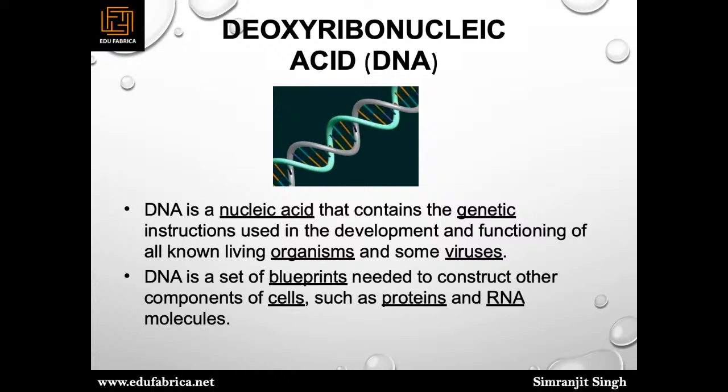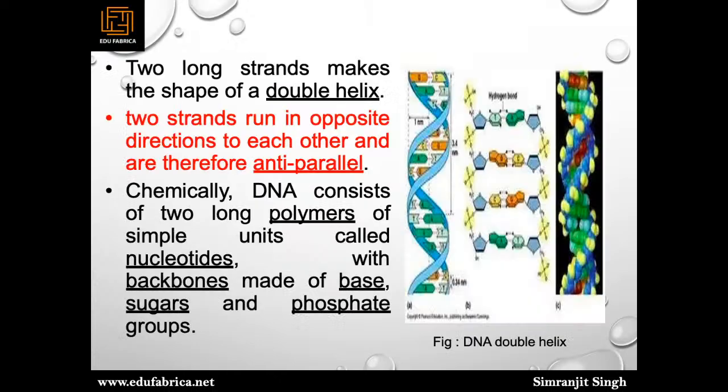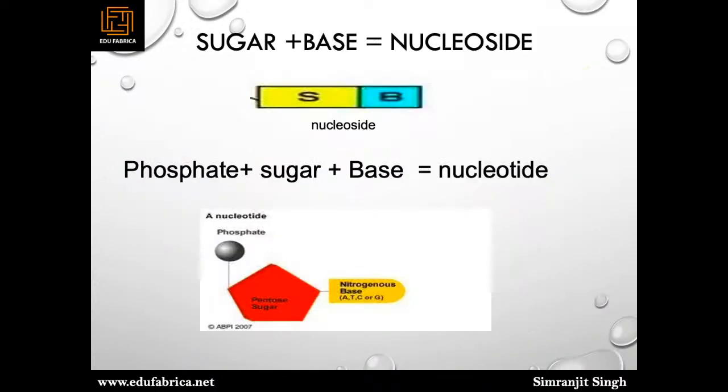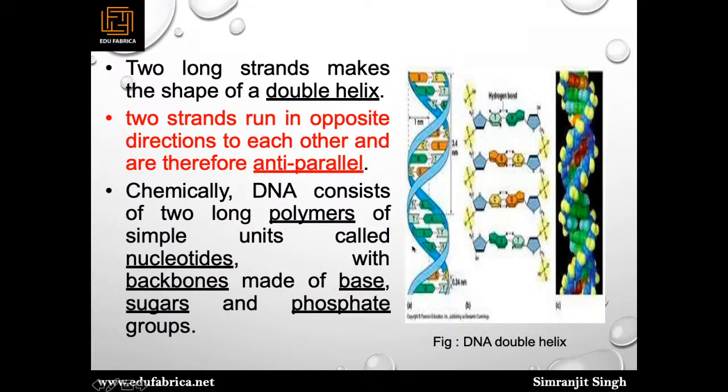As we have discussed, it's a nucleic acid that contains the genetic instructions for the development and functioning of all living organisms and viruses. That's what the DNA is composed of, which at the end becomes a blueprint to construct the components of various cells, such as your proteins, RNA, and other molecules. Based on that, everything works out. Basically, we see that DNA has two strands, a double helix structure.